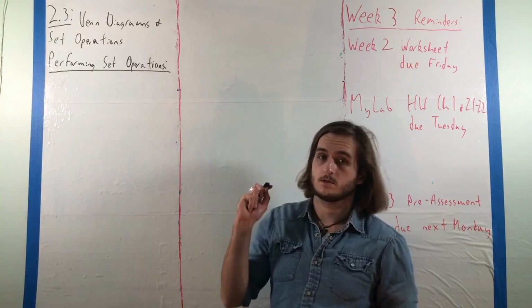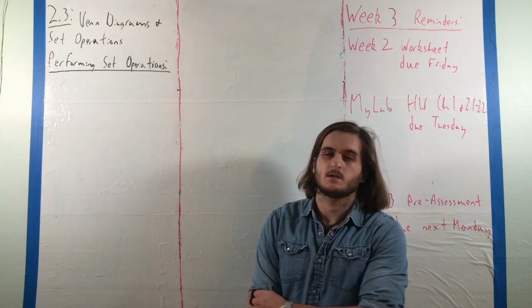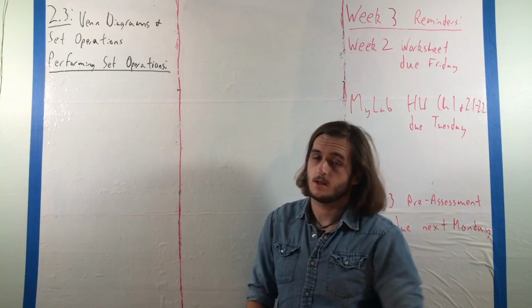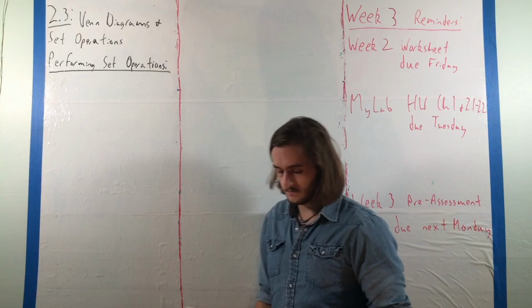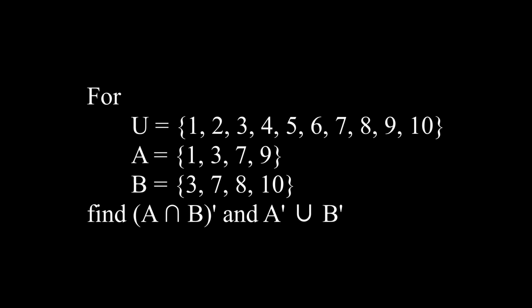Now that we've had a chance to see the main set operations you're going to be working with, let's take a shot at a slightly more involved example. We are given the sets U as the natural numbers less than 10, A is the odd natural numbers in that range other than 5, so 1, 3, 7, 9, and B is 3, 7, 8, and 10.